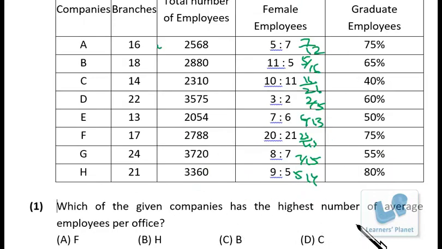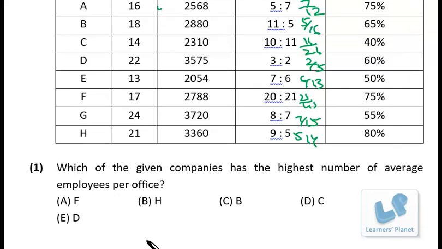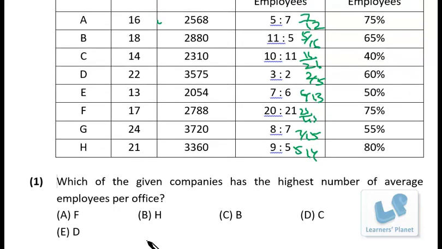Which of the given companies has the highest number of average employees per office? So that can be calculated as total number of employees divided by number of branches. Since we have been given 5 options, F, H, B, C and D, we will calculate for them only. We are not going to calculate for all the 8 offices. So I just circle F, H, B, C and D.